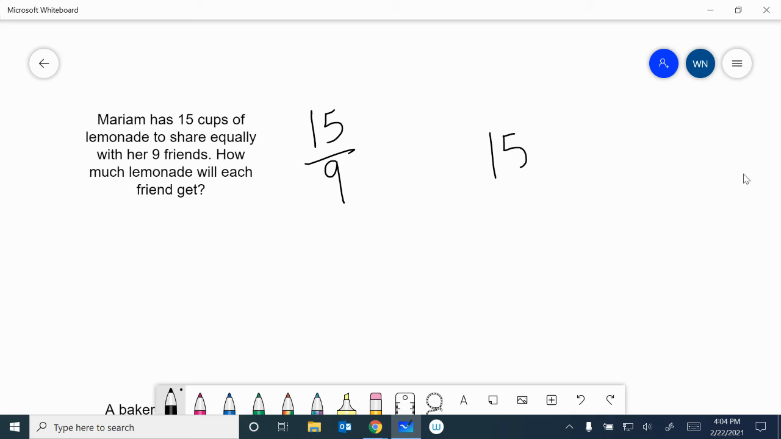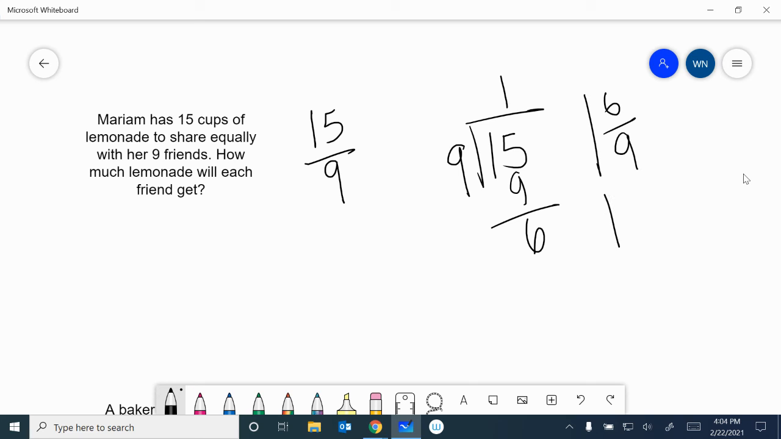For this one, you should have put 15 divided by 9. 9 can go into 15 one time with 6 left over. 1 6/9. We can simplify that to 1 2/3 cups per friend. So that means each friend is going to get 1 2/3 cups.